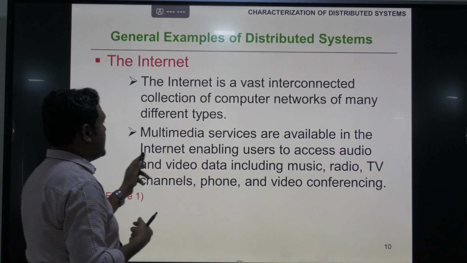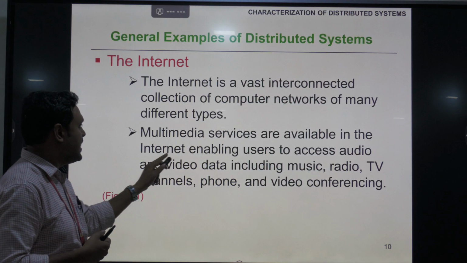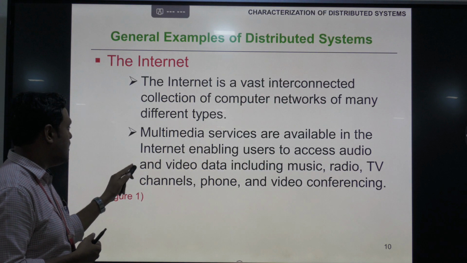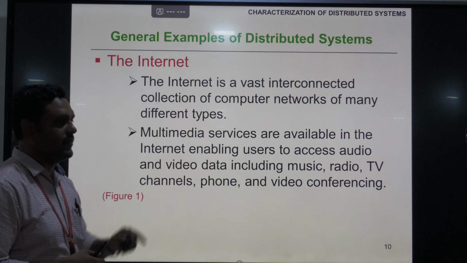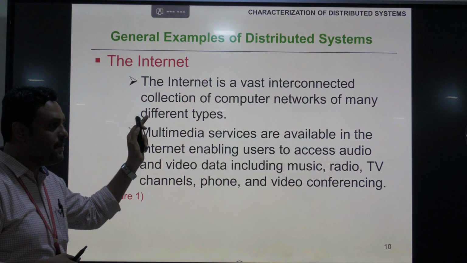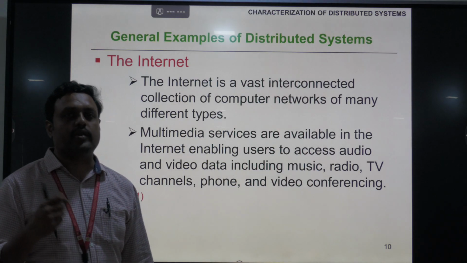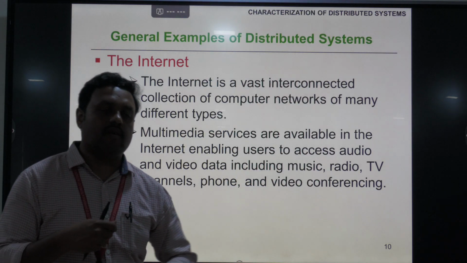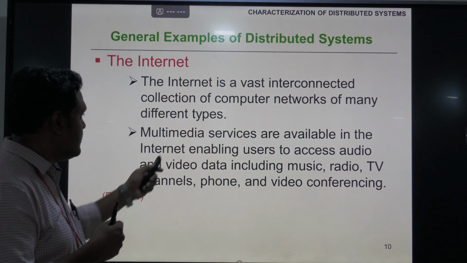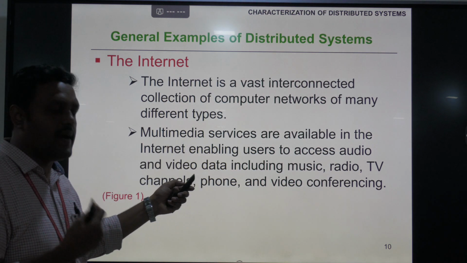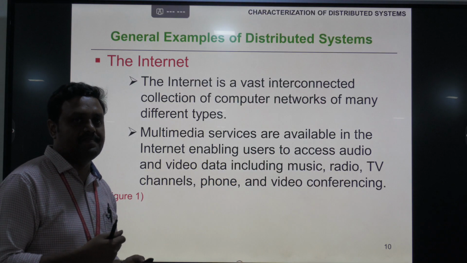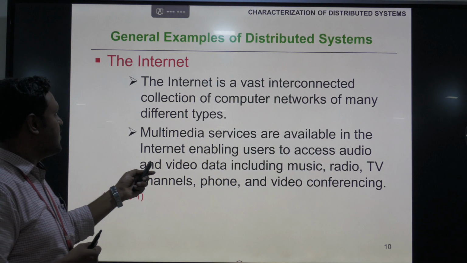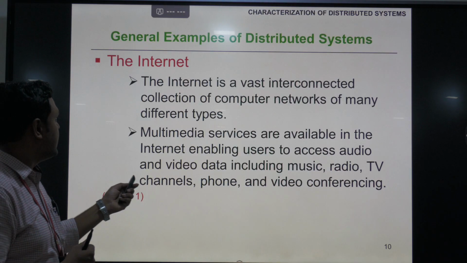So multimedia services are available in the internet, enabling users to access audio and video data, including music, radio, TV channels, phones, and video conferencing. By using this internet, we are going to access all these multimedia files, which includes radio, music, TV, and all. These are all the examples where we can access with the help of internet.